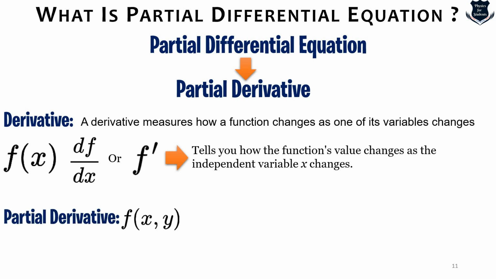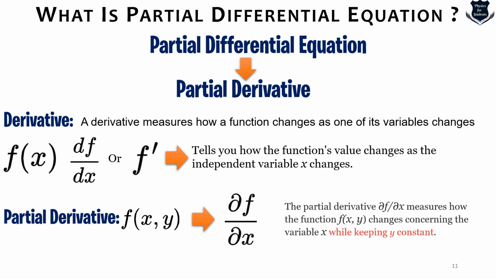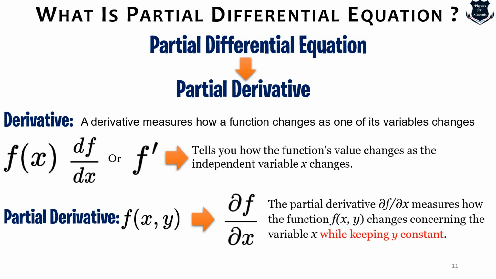Now when we talk of a partial derivative, there are already two variables, x and y. So when you have a function of multiple variables such as f of x and y, you can take a derivative with respect to one variable while treating the other variables as constant. Remember, you are taking a derivative with respect to one variable while keeping the other variables constant. So the partial del f by del x measures how the function f of x, y changes concerning the variable x while keeping y constant. Similarly, del f by del y measures the change concerning y while keeping x constant.